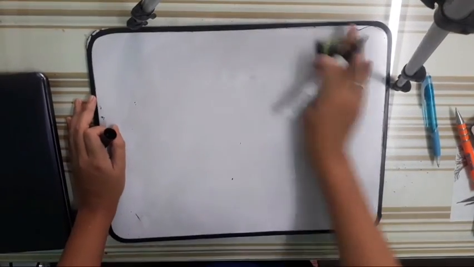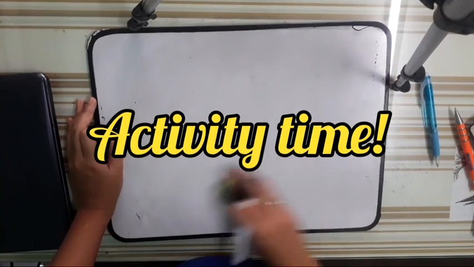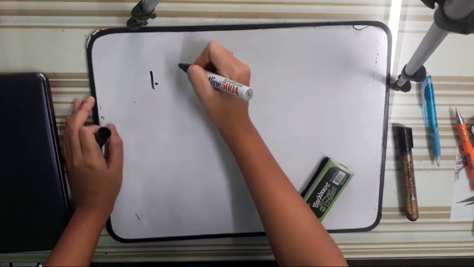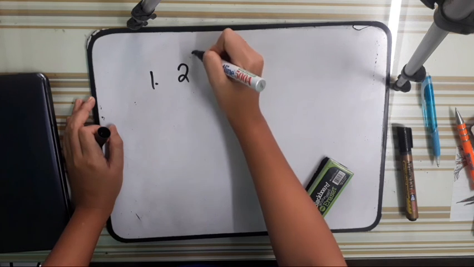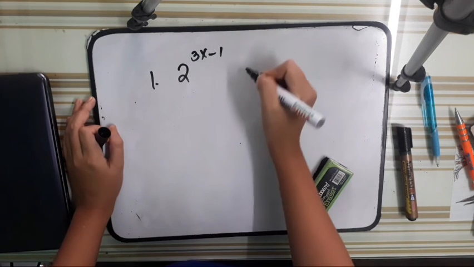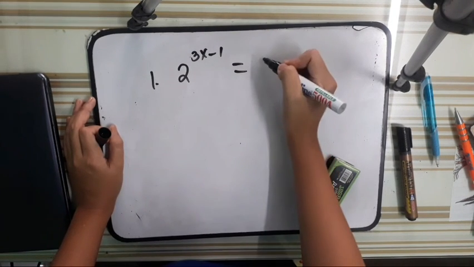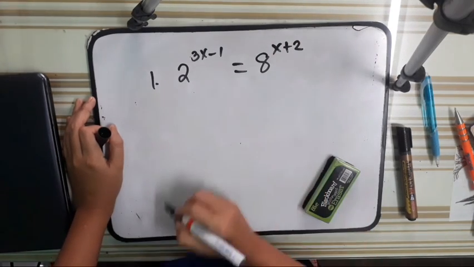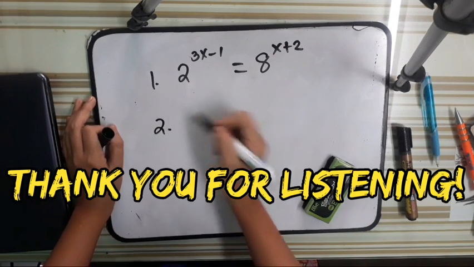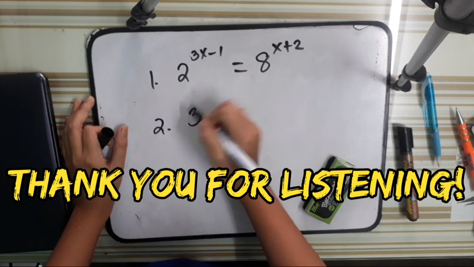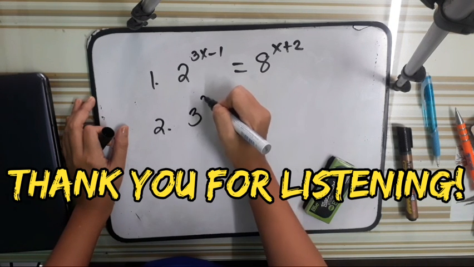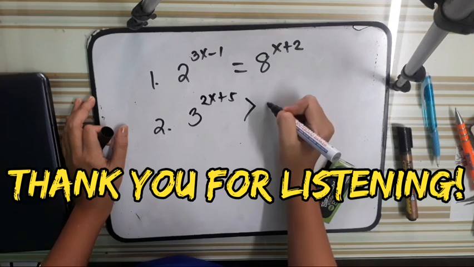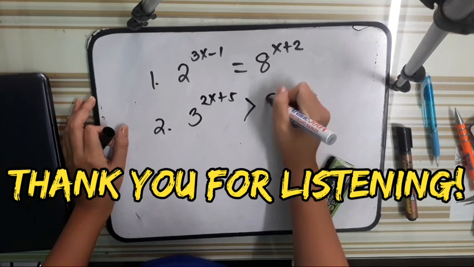Okay, for our activity, I want you to solve the following. Number 1: 2 raised to 3x minus 1 is equal to 8 raised to x plus 2. Number 2: 3 raised to 2x plus 5 is greater than 9.